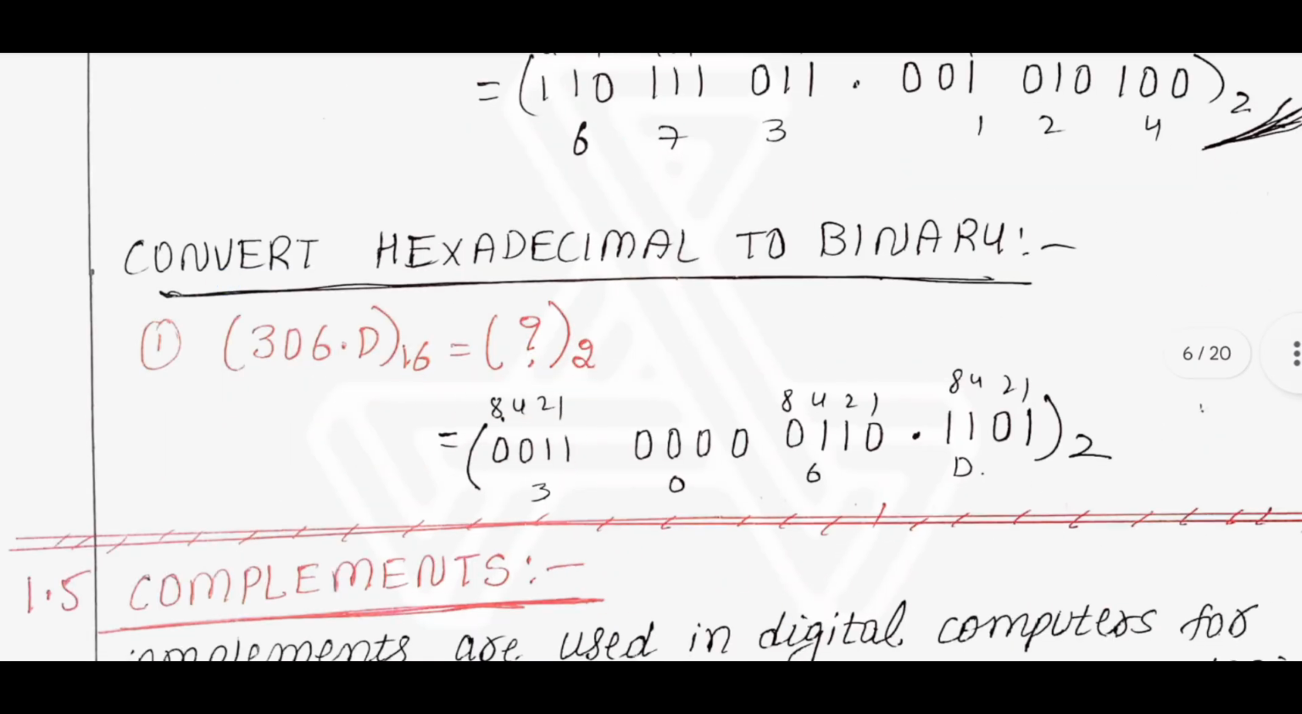Then converting hexadecimal to binary. We have to take the 4 digits now. 0, 0, 1, 1, 0, 0, 0, 0, 0, 1, 1, 0, dot 1, 1, 0, 1.